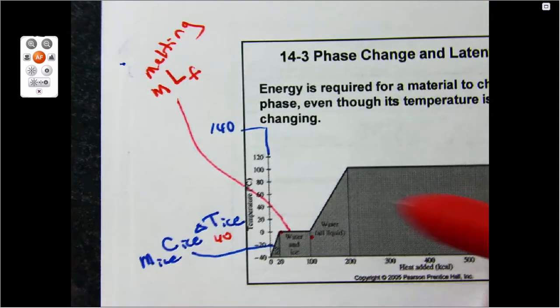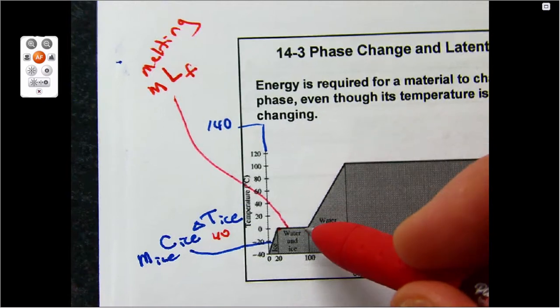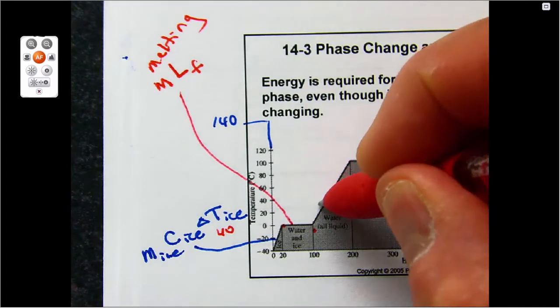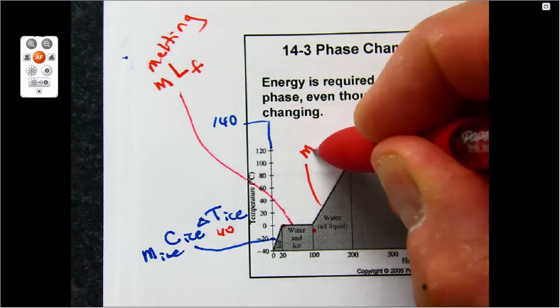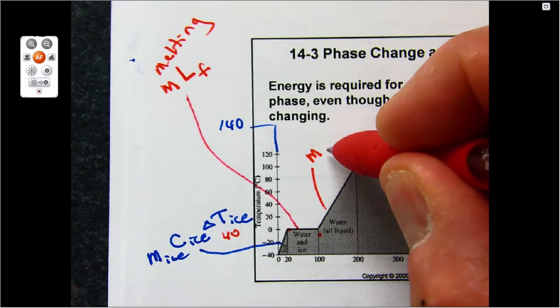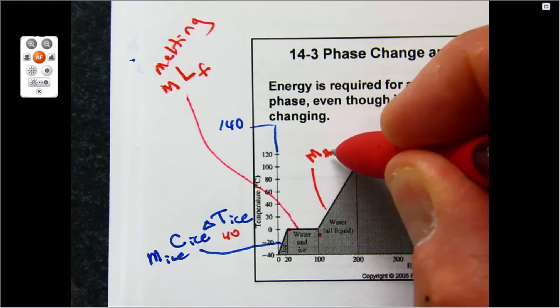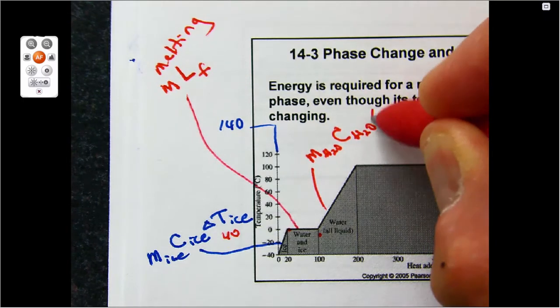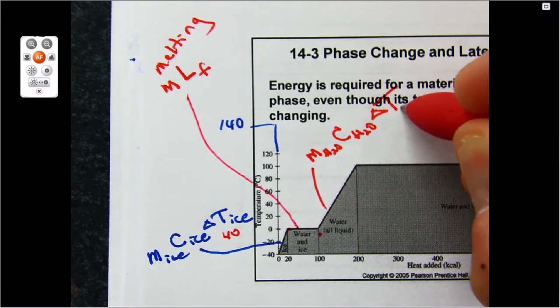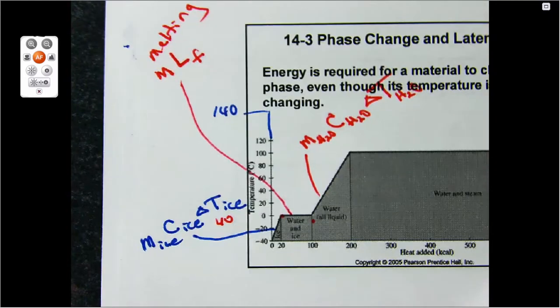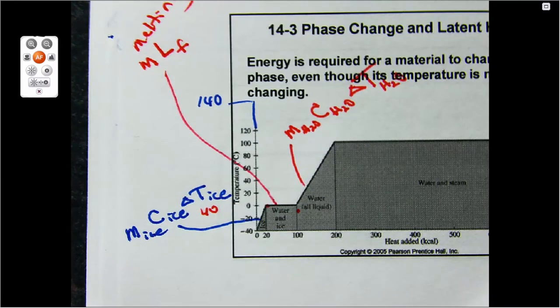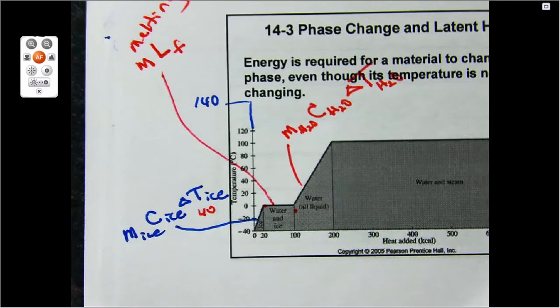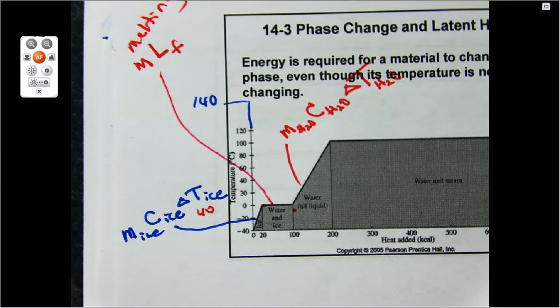Now, we need to heat liquid water from 0 to 100. So this right here is going to be the mass of H2O, specific heat of H2O, and the change in temperature of the water. And we know that that change in temperature is 100, right? So it looks like that takes 100 kilocalories.